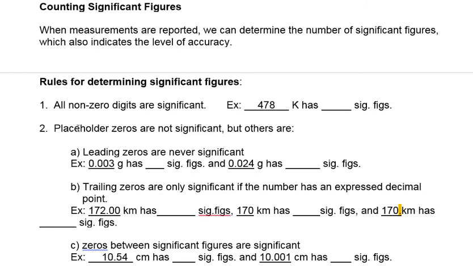Now, most people like to break the placeholder zeros rule up into sort of some sub-rules. And the sub-rules are these A, B, and C. So leading zeros are never significant. They are just placeholders. Let's go through all the examples. We'll start with this one. So my first one, if I have 248 kelvins, right, all of those are not zero. That says they're all part of the measurement. So we have 3 significant digits.